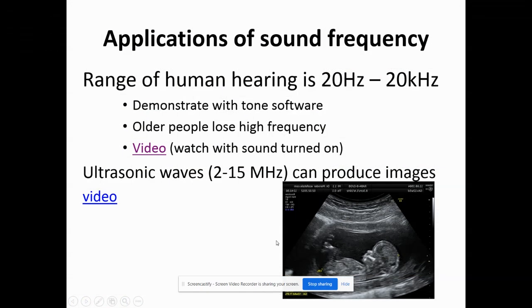Different frequencies of sound can be used to make images. You may have heard of ultrasound before. So instead of light, they send sound out and listen to the reflections of the sound, and from that, kind of like a bat can find things with echolocation, so too can we make images using sound waves. Let's see an example here with this video.